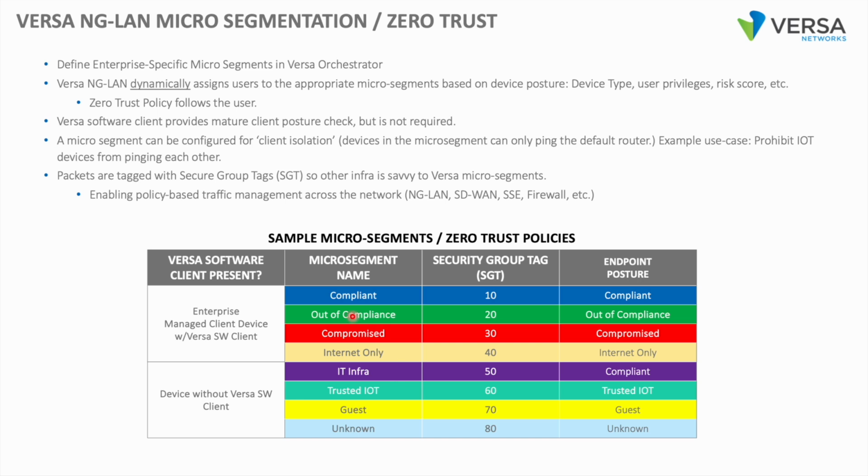What we're showing down here is devices with the software client and devices without the software client. We may have a microsegment name like compliant, out of compliance, compromised, internet only, IT infrastructure, trusted IoT, guest. What security group tag those microsegments get, and then what's the endpoint posture for those microsegments.